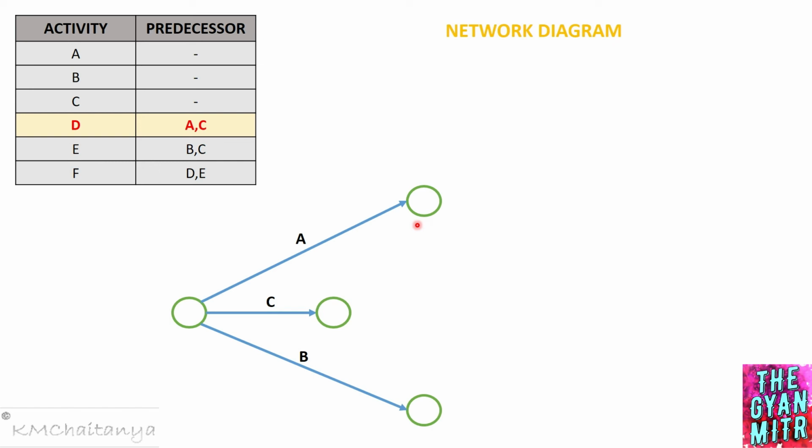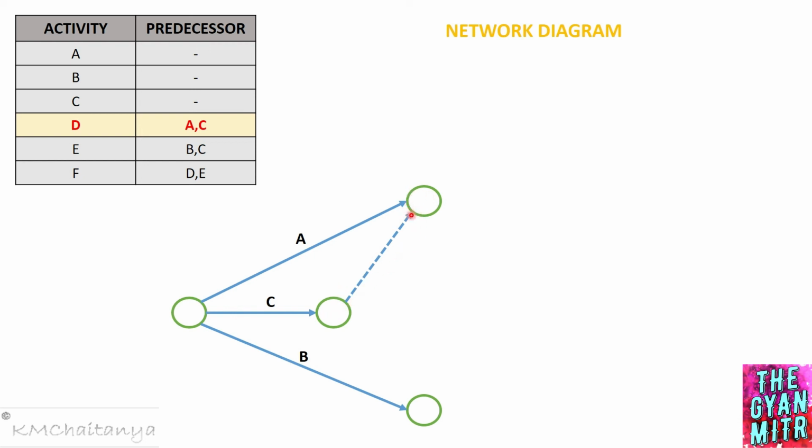That is, no 2 activities should have common initial and common final nodes or common final events. So that is going to violate. So in order to avoid that, we usually draw a dummy activity. So what do we do here? We'll draw a dummy activity which is coming from activity C to activity A, right?